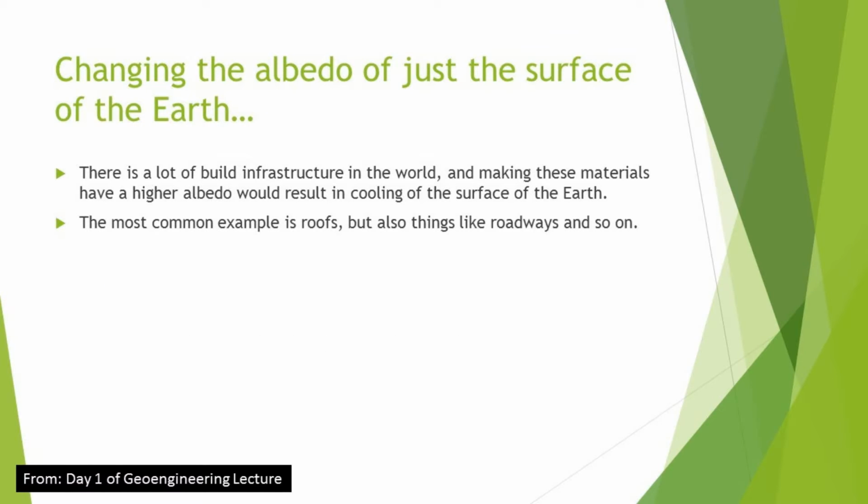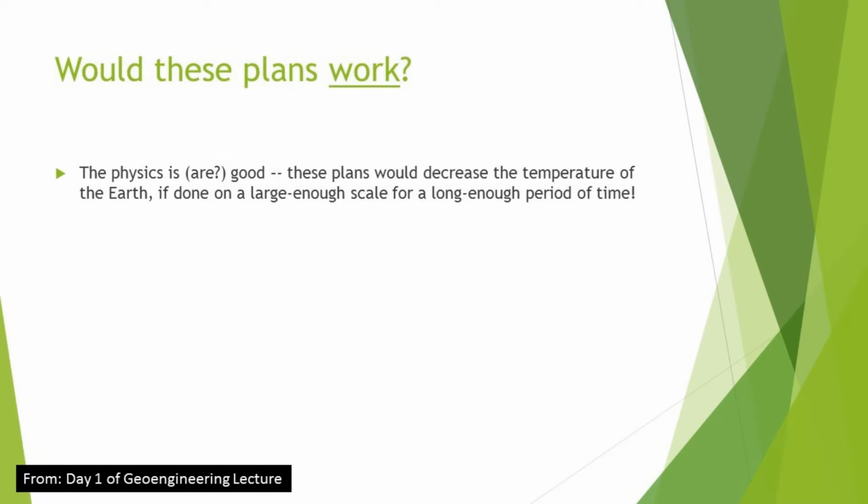We could also change the albedo of the surface of the Earth, usually talked about in terms of changing the reflectivity of built infrastructure, road surfaces, especially parking lots, the roofs of buildings, etc. By reflecting more radiation off of those surfaces, we would have the potential to change the global temperature. And I asked here at this point as to whether I thought those plans would work.